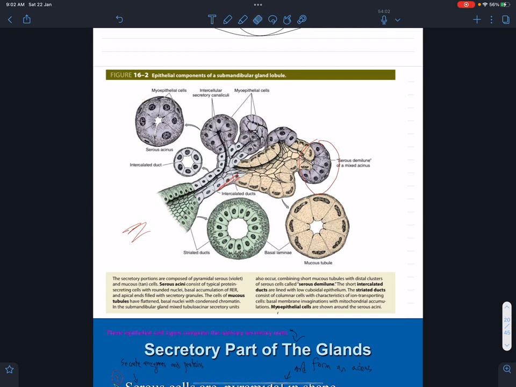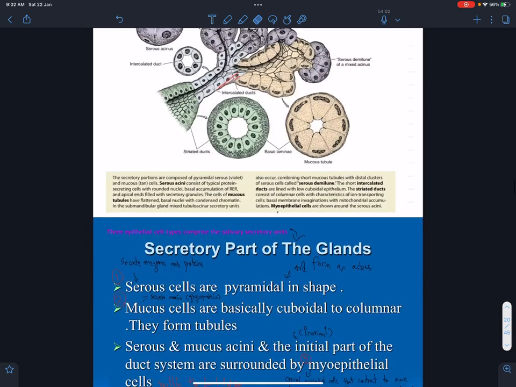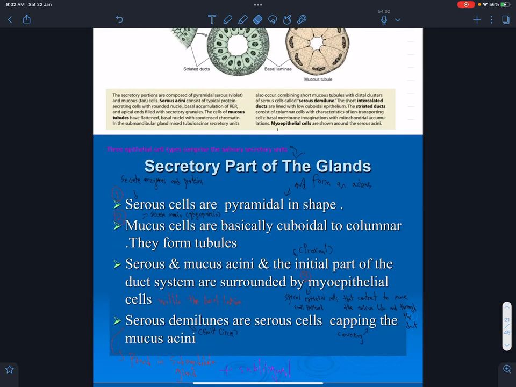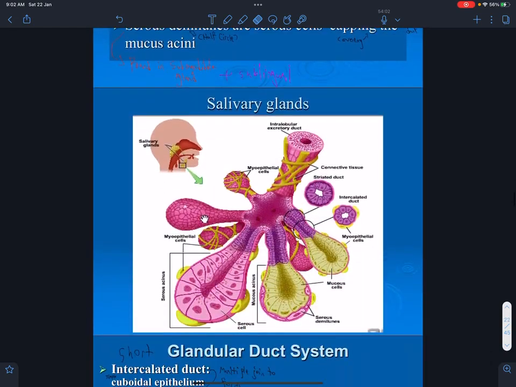They're basically flat, all right? They're basically flattened cells, or squamous-like cells. So that's basically it for the epithelial components of the salivary glands in general, okay? In general, we've seen these as we said before.